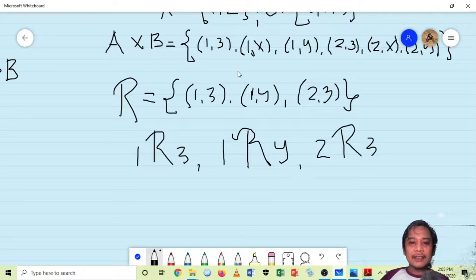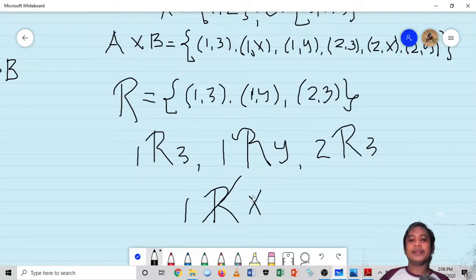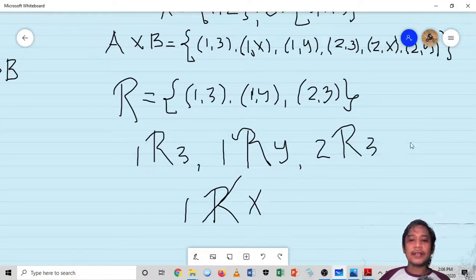Okay? Note that there are elements in the cross product which we have not included in R. For example, 1x. Since 1x is not in this set of ordered pairs, therefore, 1 is not related to x. Okay? In the same manner, 2 is not related to x. 2 is not related to y because these elements are not in R as what we have defined R to be. Okay? I hope that is understood.